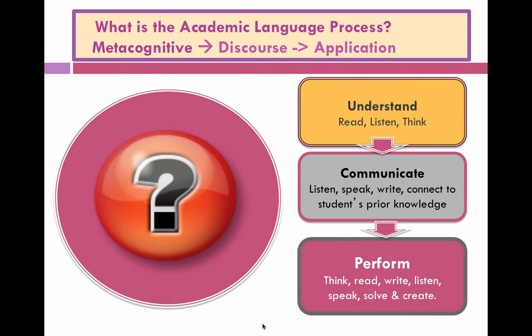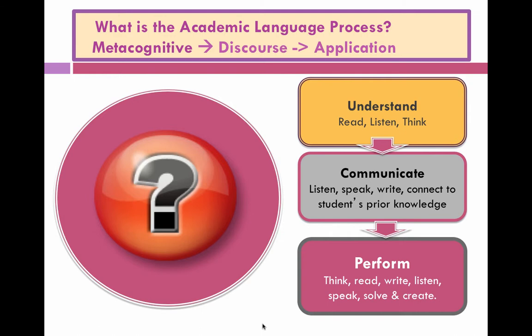What is the academic language process? There are three stages that a student must go through to begin to understand this process. The first stage is metacognitive, which is thinking about thinking. The second stage is discourse, and the final stage is application.